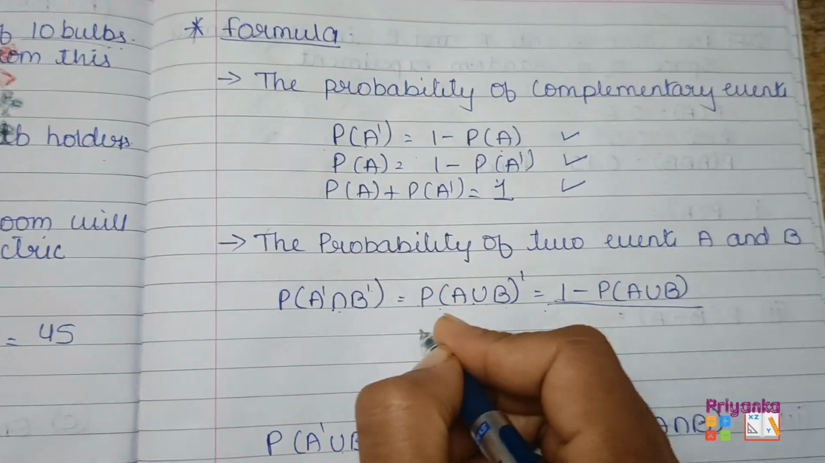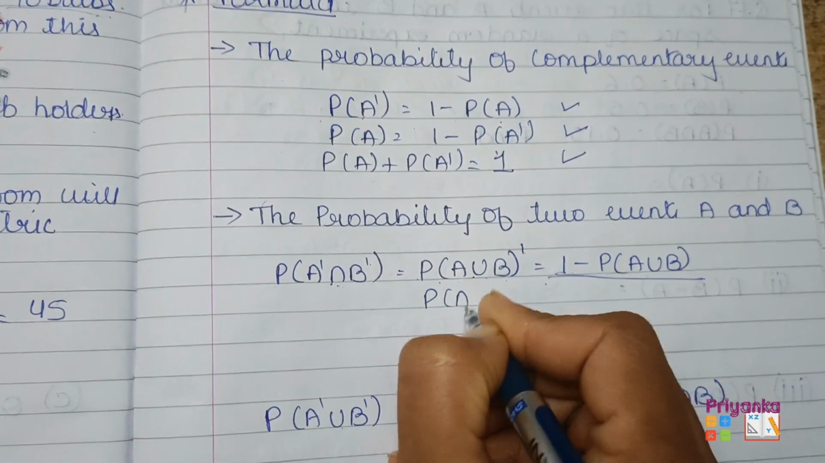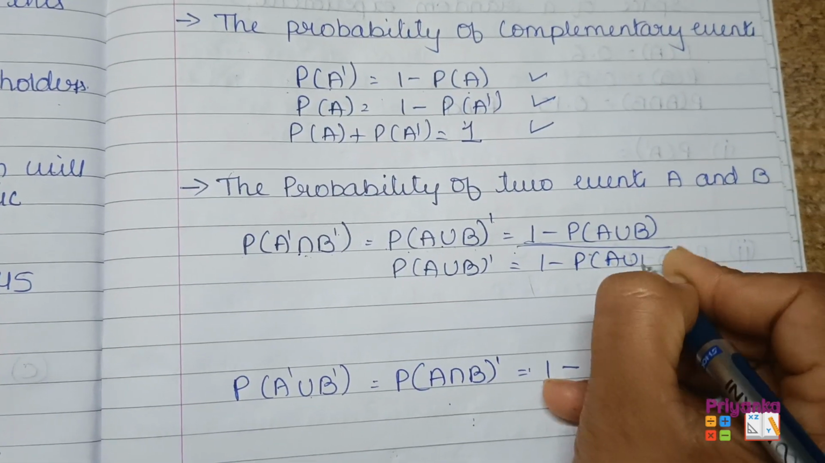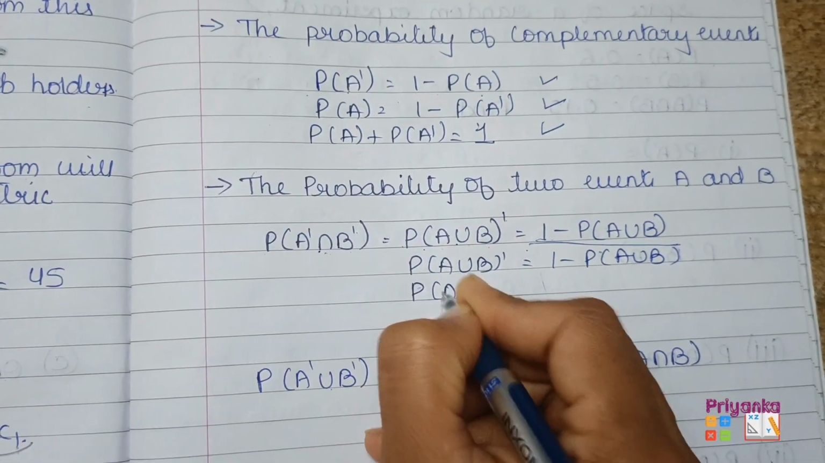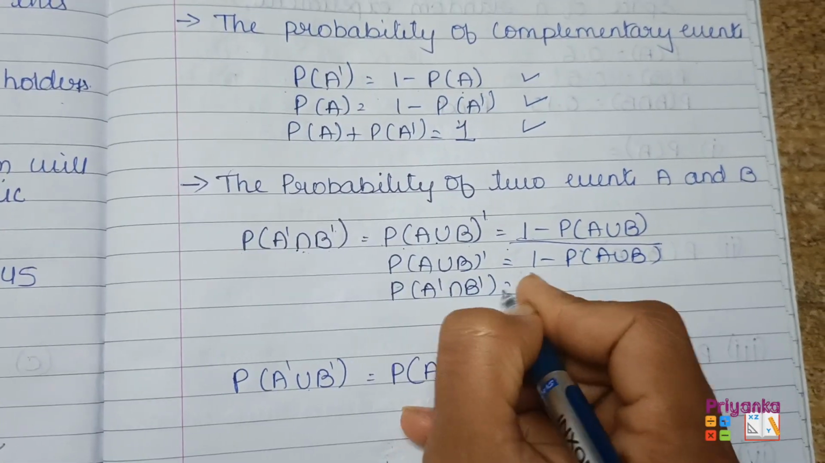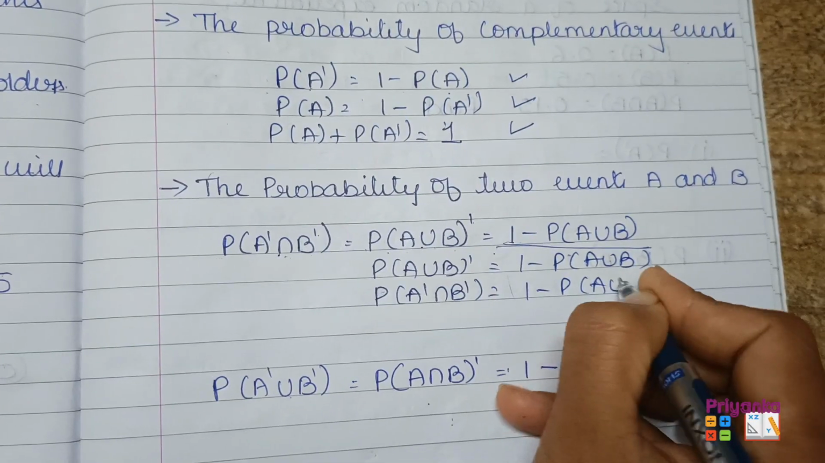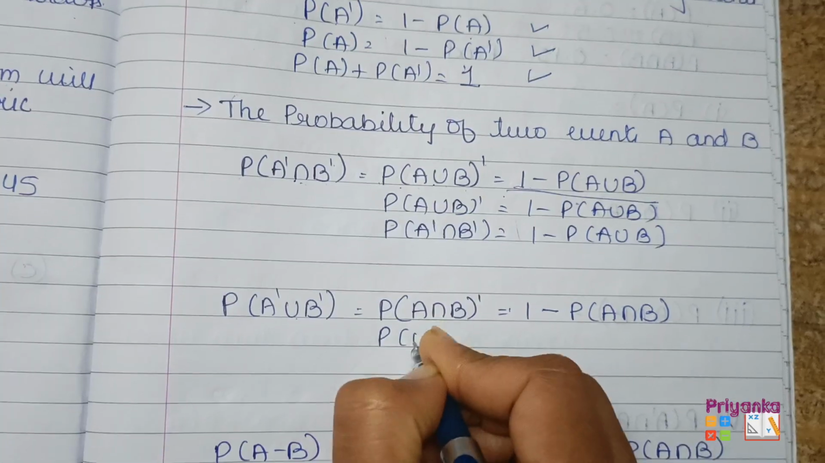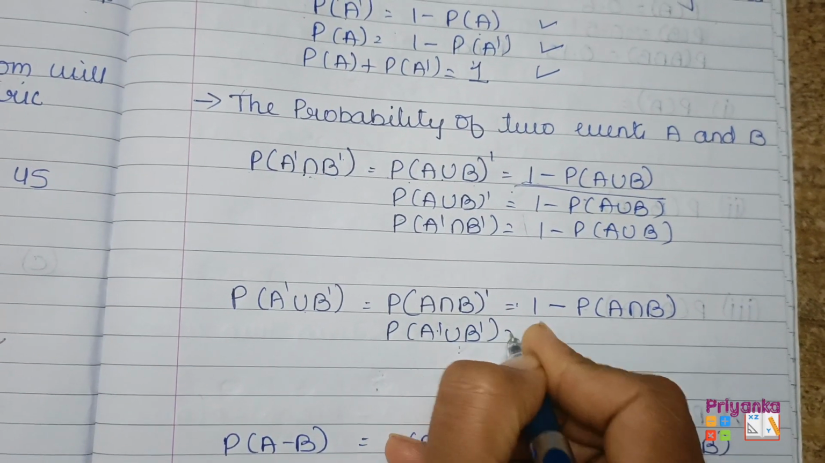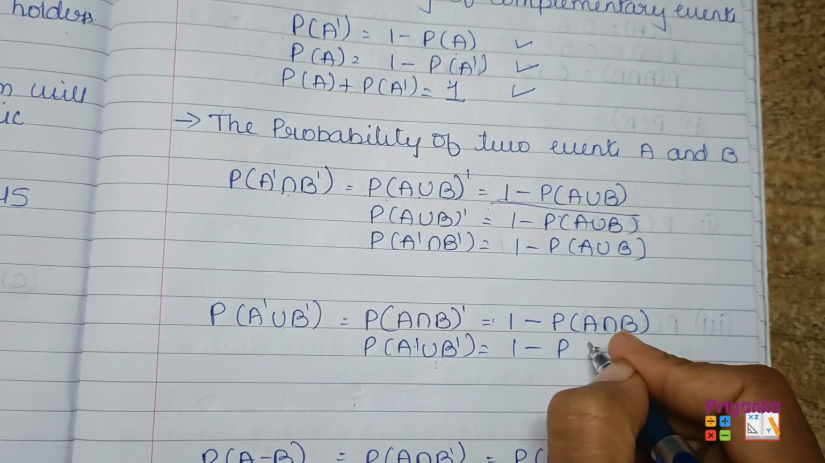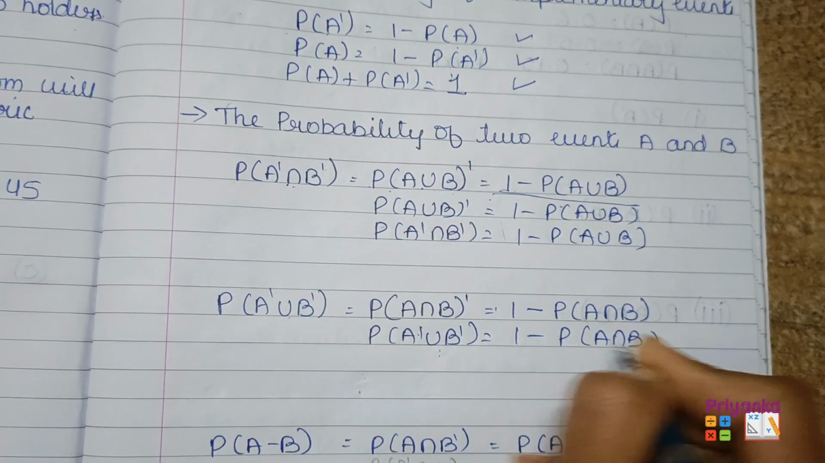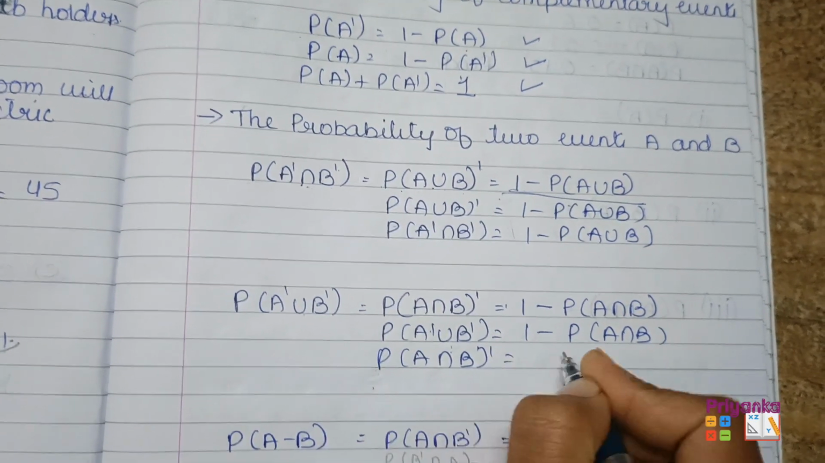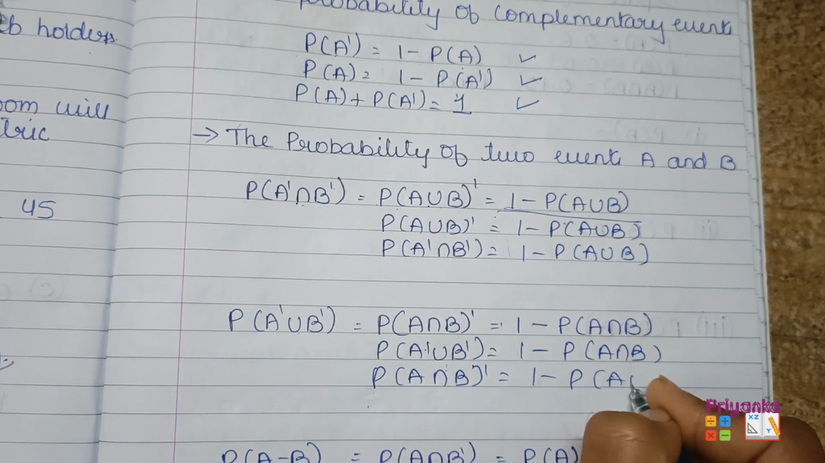Now here I will show you that even if you are asked only A union B complementary, the solution will be this. Even if it is A complementary intersect B complementary, that time also the solution will be the same. Same for the next formula, which is P of A complementary union B complementary. Here again it is 1 minus P of A intersect B. Same for this one, the formula will be 1 minus P of A intersect B.